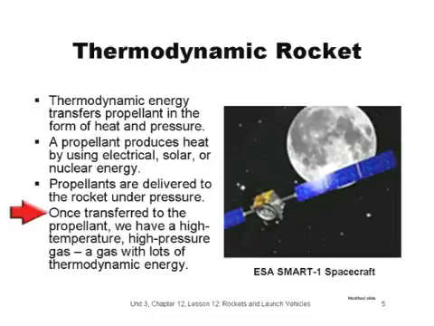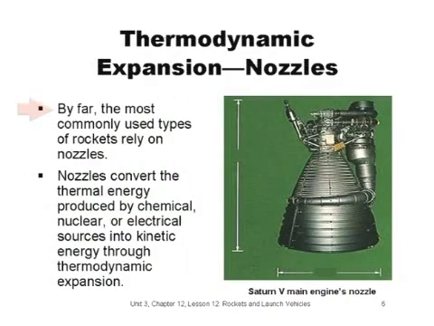Here is an image of the European Space Agency's Smart 1 spacecraft, which demonstrates solar electric propulsion. This method uses the sun's energy to power an electric propulsion system, which is an example of an electrodynamic rocket. By far, the most commonly used types of rockets rely on nozzles.